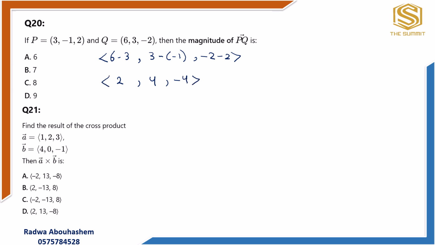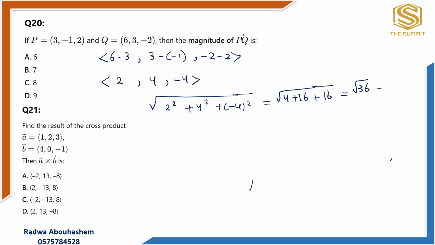Let's take the square of it. So 3 power 2 plus 4 power 2 plus negative 4 power 2. So 9 plus 16 plus 16. So 32 plus 9 gives me 41. So the square root of 41.